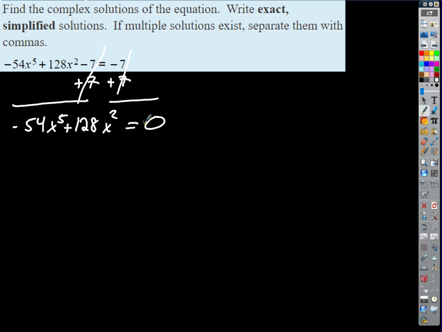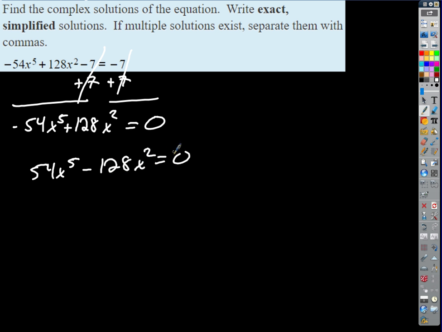Always our starting place. Yes, sir. Multiply the left side by -1. Okay, sure, we could do that too. So we'd like to have a positive coefficient, so we could multiply both sides by -1. That's fine, we can do that. If I multiply both sides of an equation by -1, what does it do to all the terms? It flips them. So we end up with positive 54 x to the 5th minus 128 x squared equals 0.